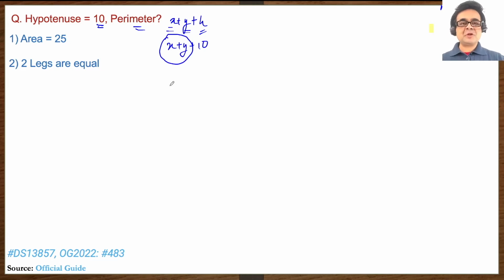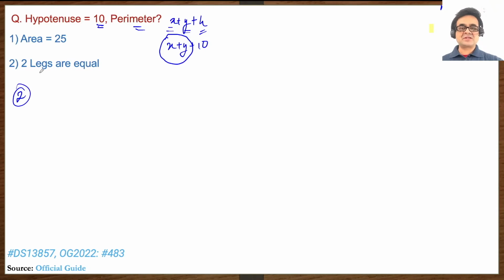Now, most people usually get stuck in statement number A. So we are going to talk about statement number B first. It is very straightforward, and from there we are going to solve statement number A.